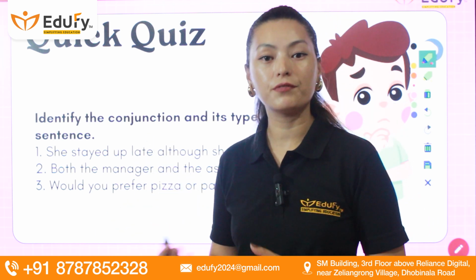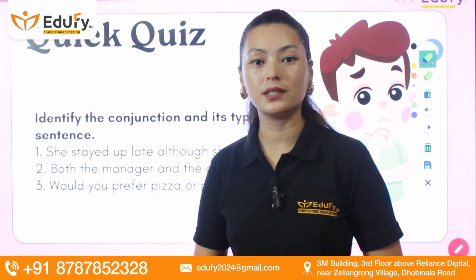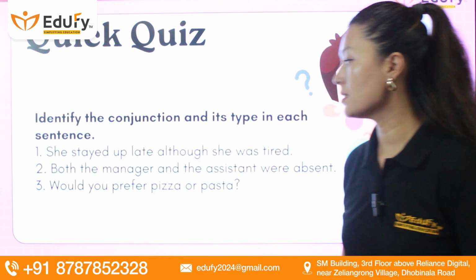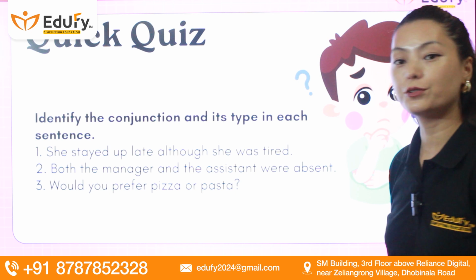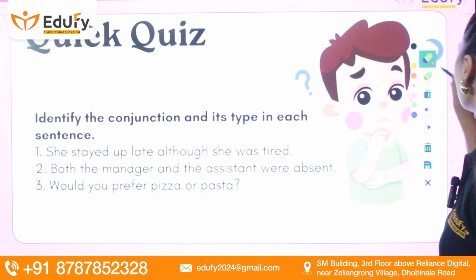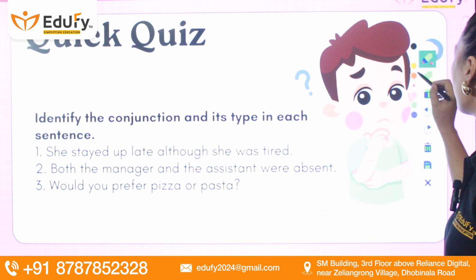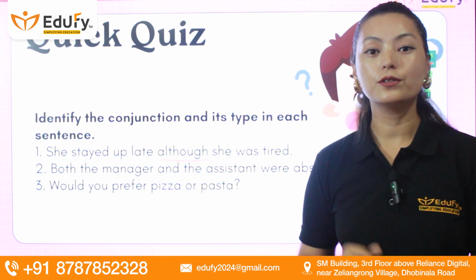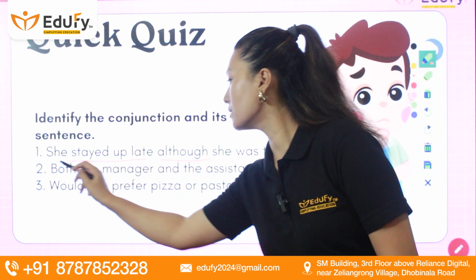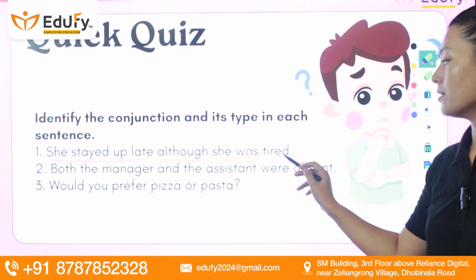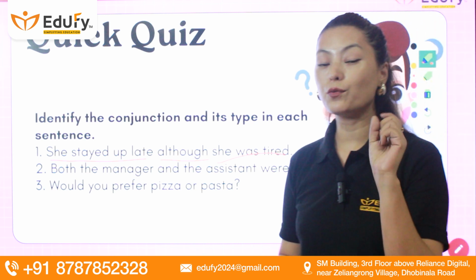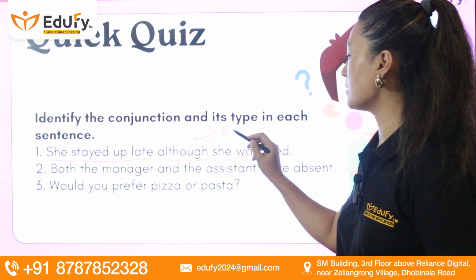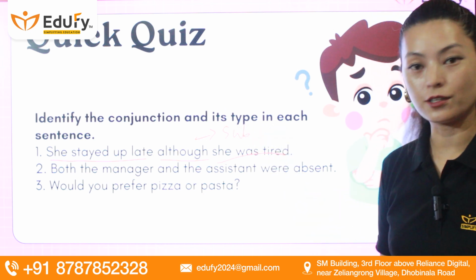Since we've discussed the various types and the common mistakes that we make, I hope you'll be able to solve these questions. The first sentence is, she stayed up late although she was tired. What is the conjunction here, if you can identify? That is the word although. Although is the conjunction used in the sentence to join she stayed up late and she was tired. It is showing two contrasting ideas in one sentence. So therefore, this is a subordinating conjunction.